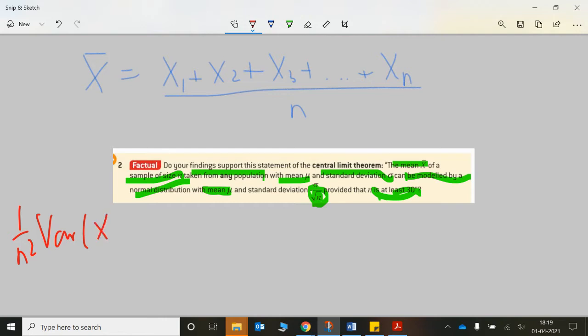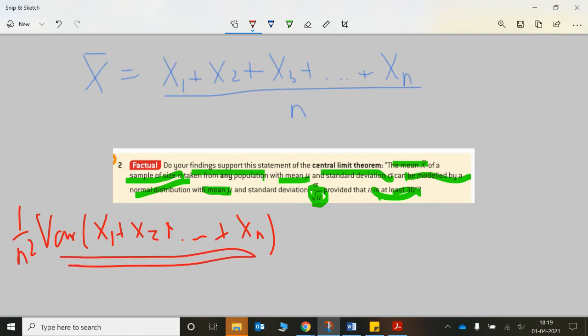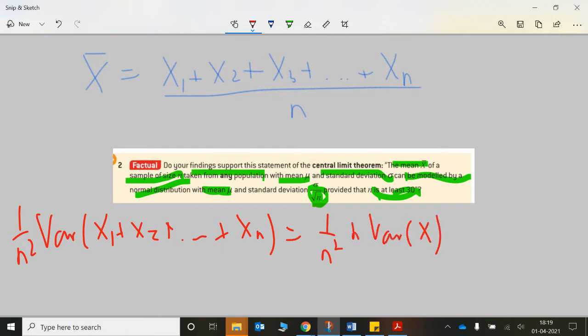So then we've got the variance of x1 plus x2 plus all the way up plus xn. Okay, now this can be separated out. We have one lot of each of these things. So we've now got 1 over n squared. And then this thing can be split up using the previous rule to give us the variance of x1 plus the variance of x2 plus the variance of x3 and so on. But that just gives us n lots of the variance of x, because the variance of x1 and the variance of x2 are the same thing.